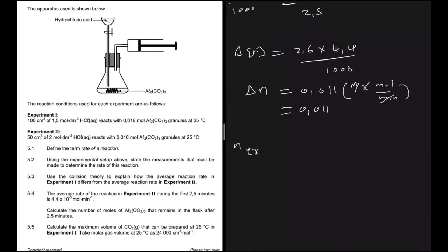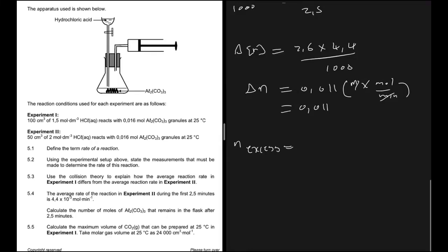Number of moles in excess equals, I'm going to explain why I'm doing this in a second, right? Equals 0.016 minus 0.011, which will give us 0.005 moles in excess, right?